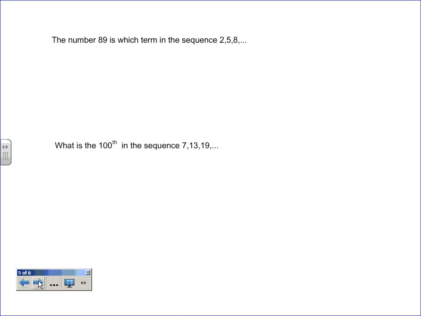So let's try one. It says the number 89 is which term? So 89 is one of the terms. It starts 2, 5, 8, and then keeps going. So do you think 89 is going to be in the next couple? Should we just write out the next couple? I don't think 89 is going to happen for a while. So where does 89 fit in as far as the formula? Whoop, that's not an equals. I'll fix that.